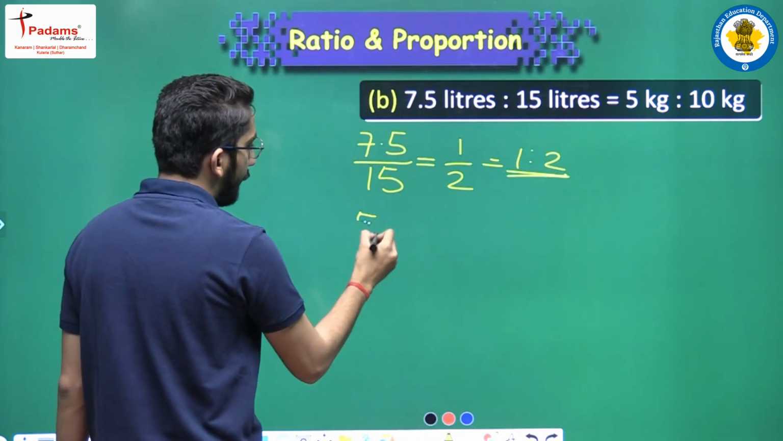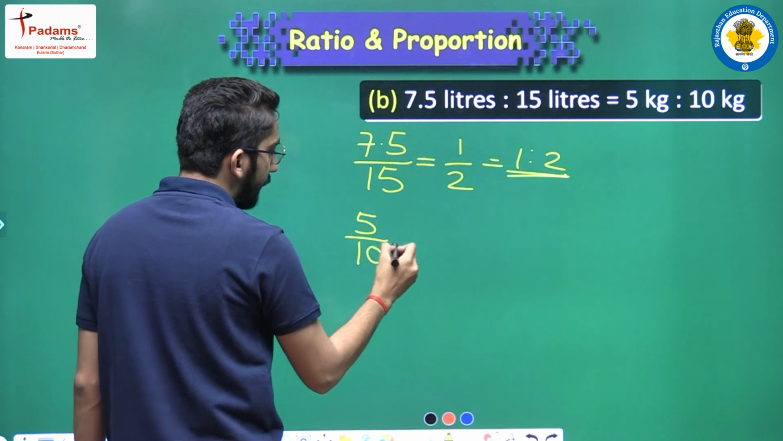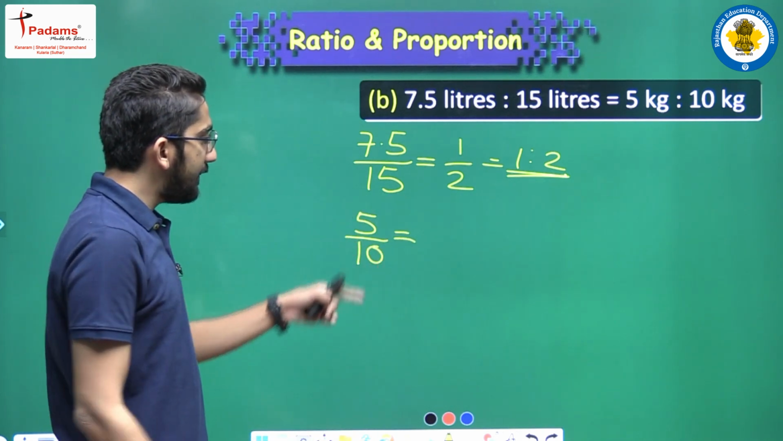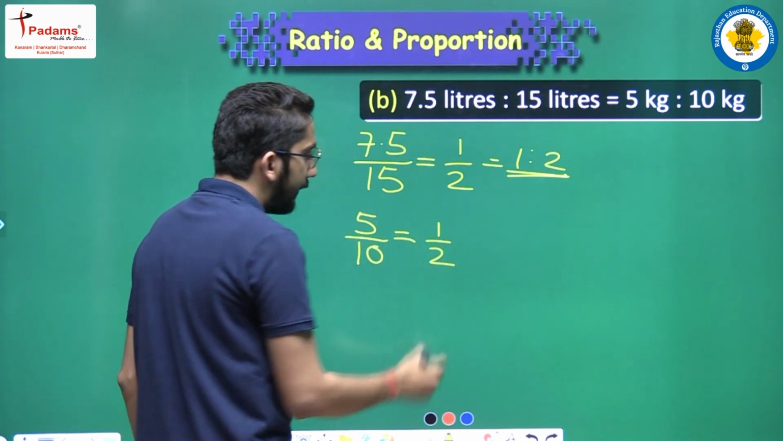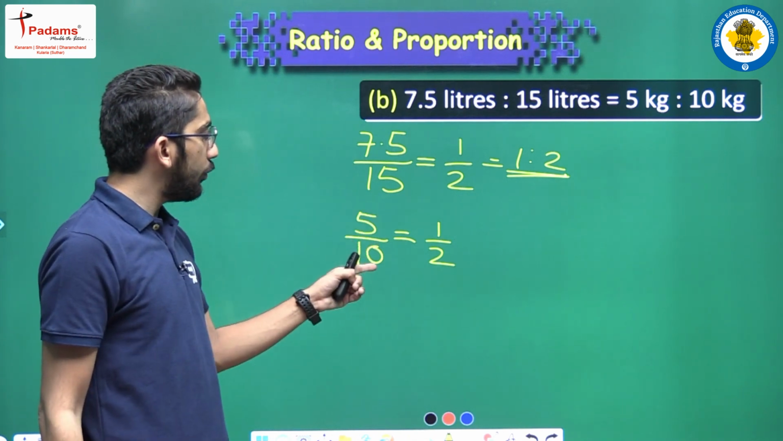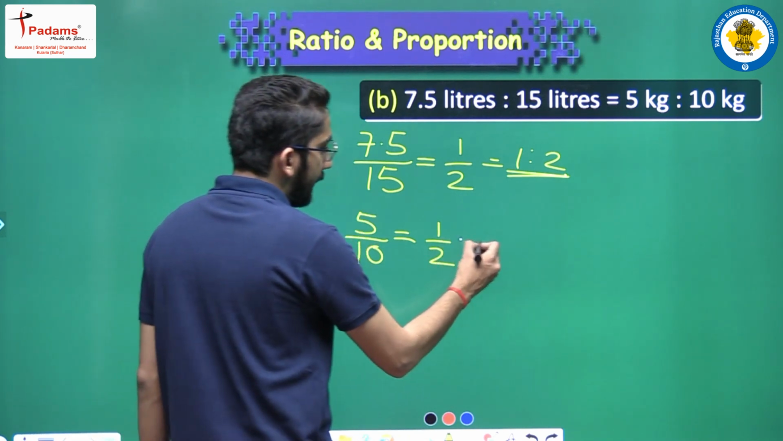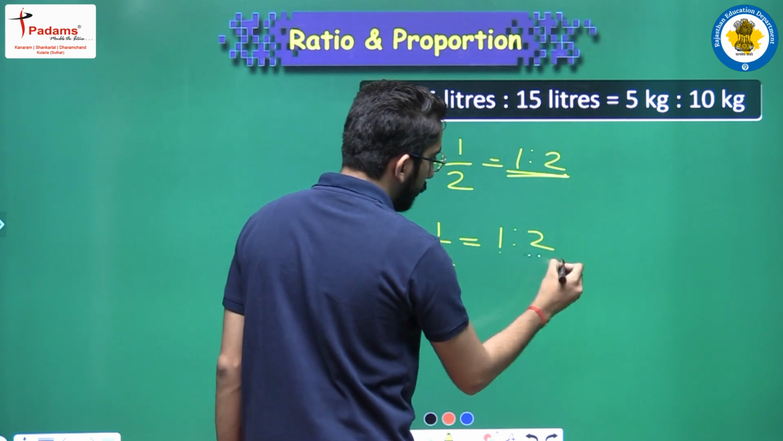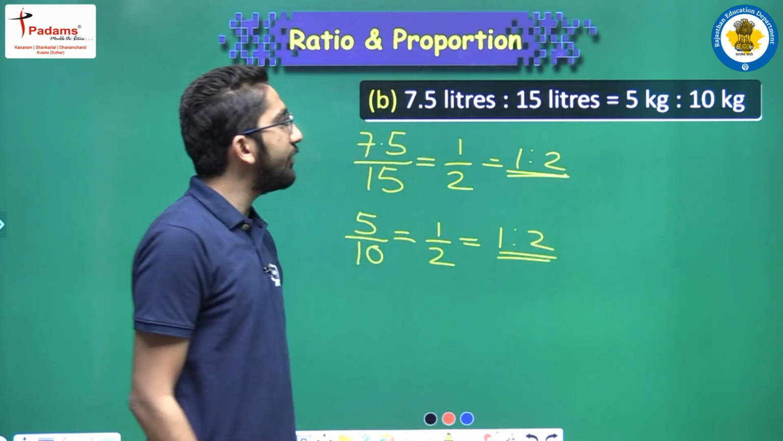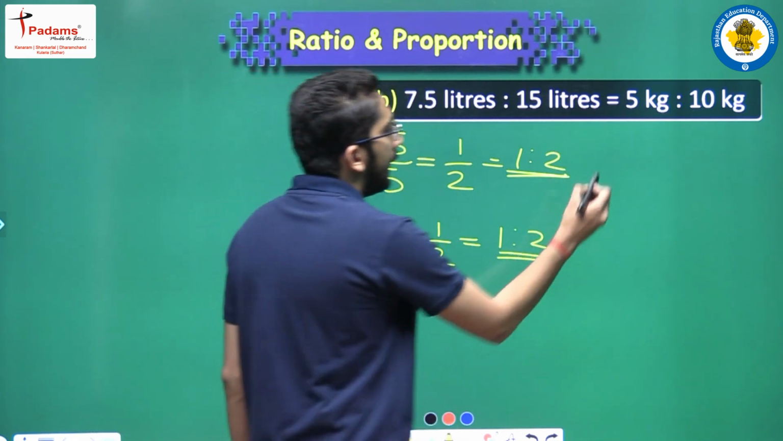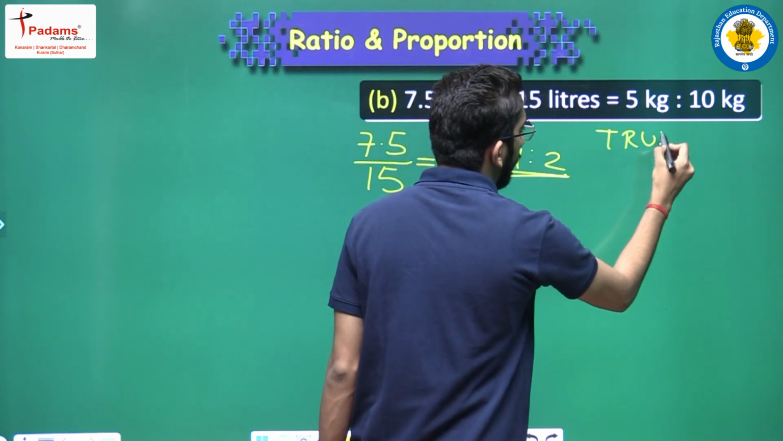Next is 5 kg is to 10 kg, 5 upon 10, and this is also equals to 1 by 2. I can divide both of them with 5. So this becomes 1 is to 2. Again, both the ratios are same. So I will say that this statement is also true.